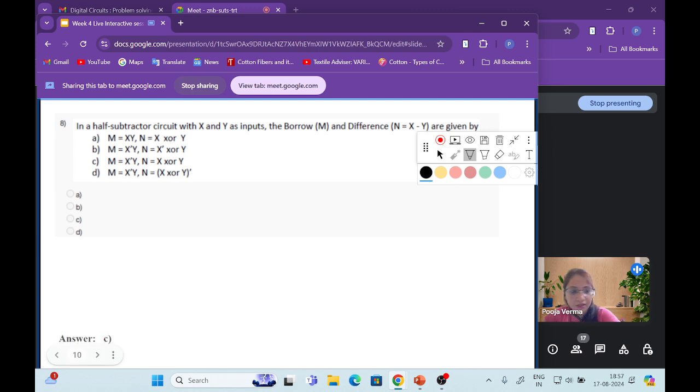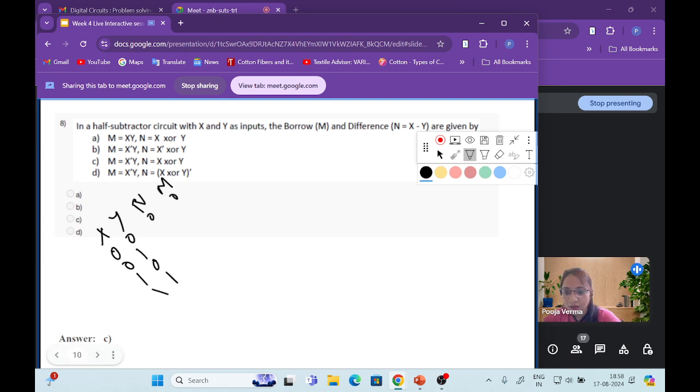Let's see first the truth table of the half subtractor. There are two inputs X and Y, the difference is represented by N, and the borrow is represented by M. The input combinations are 00, 01, 10, and 11. N is the difference. 0 minus 0 will be 0 only, and there will be no borrow.